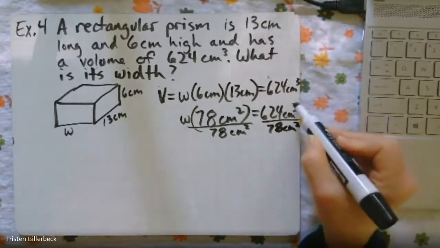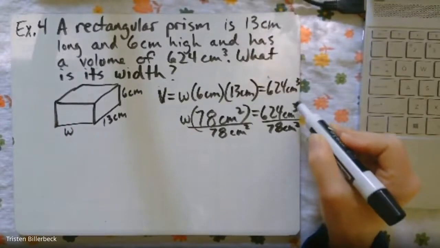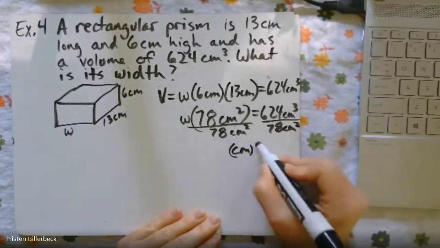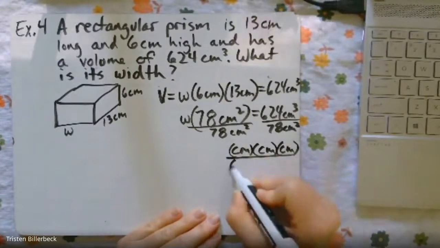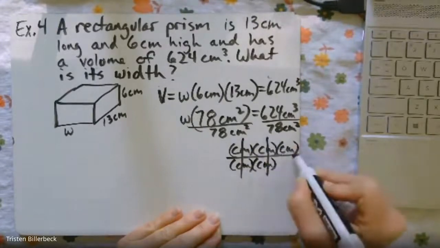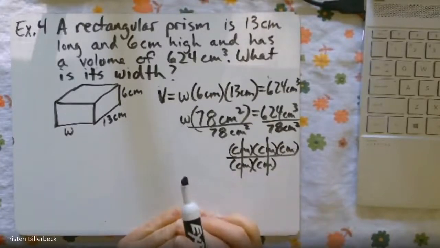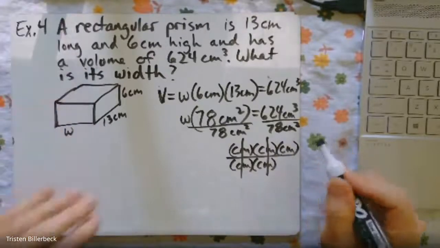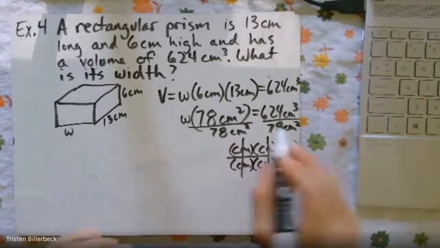If you notice, we have centimeters cubed over centimeters squared. So if we had centimeters times centimeters times centimeters over centimeters times centimeters, these cancel and we have 1 centimeter left. That's a good thing because we're trying to find the width and we want width in centimeters. The other thing we need to do is find what 624 divided by 78 is.